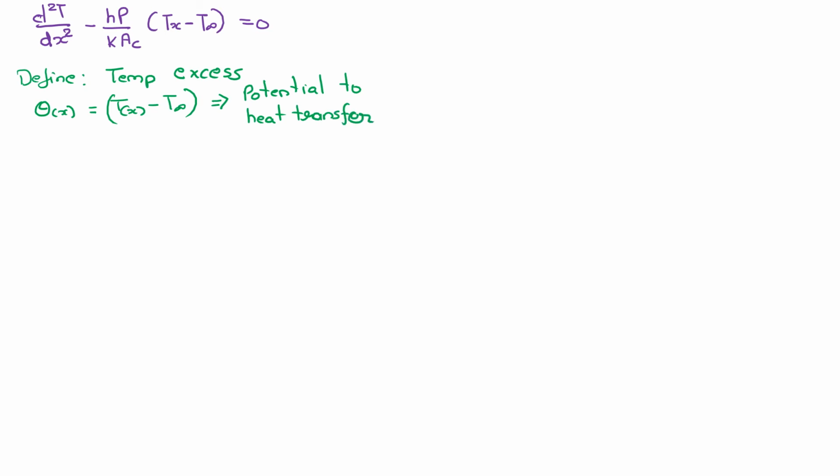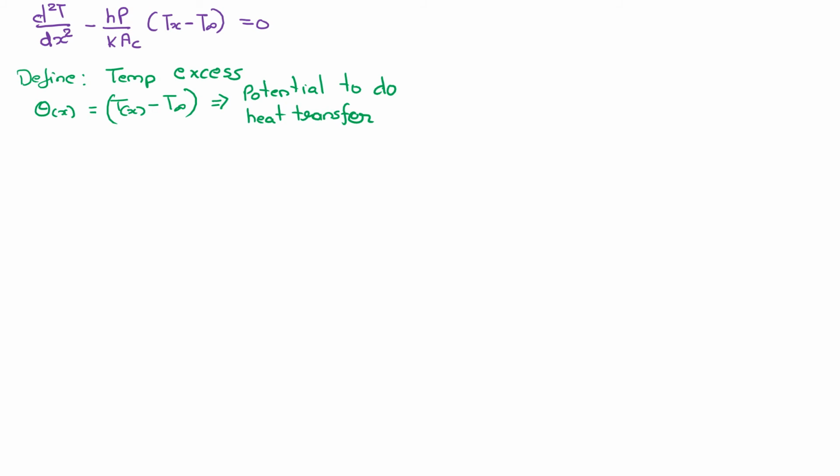So if say your temperature at x was equal to the surrounding temperature, your potential of doing heat transfer would have been 0. So there was no potential of any heat transfer there. But say if you have a temperature difference, that means there is some potential of heat transfer occurring. And you'll see why we've defined a new parameter here. This is just to simplify the second order differential equation that we have and find a solution to it.